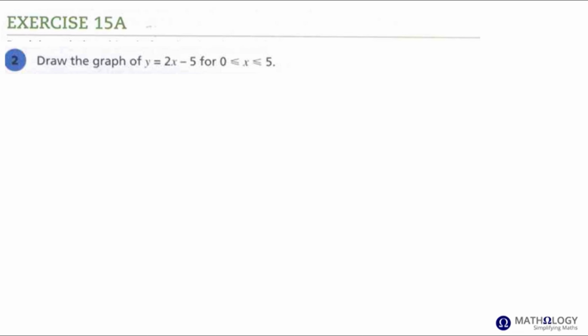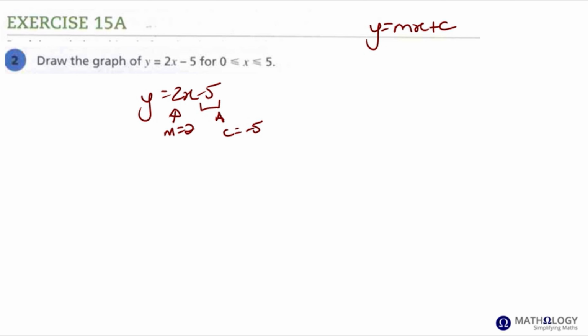Draw the graph of y equals 2x minus 5 for x is a real number between 0 and 5. Now, y equals 2x minus 5 is a straight line graph. We know that because the general form of a straight line graph is y equals mx plus c. So just looking at y equals 2x minus 5, clearly we can see that m, the gradient, is 2, and c, the y-intercept, is minus 5.